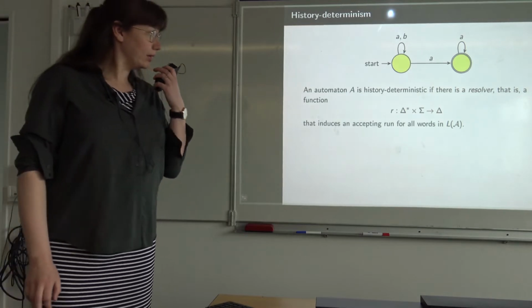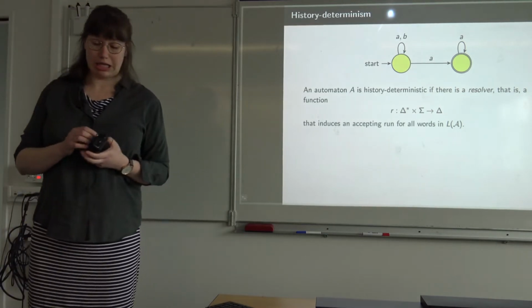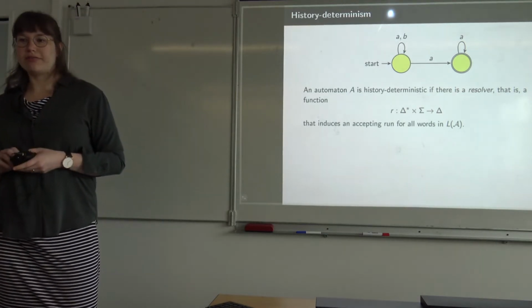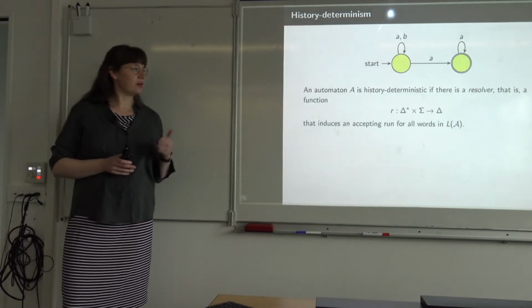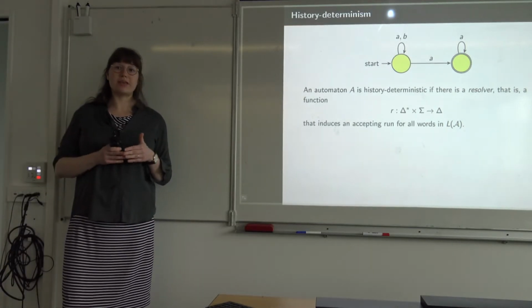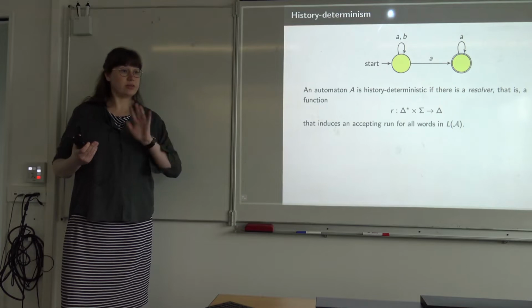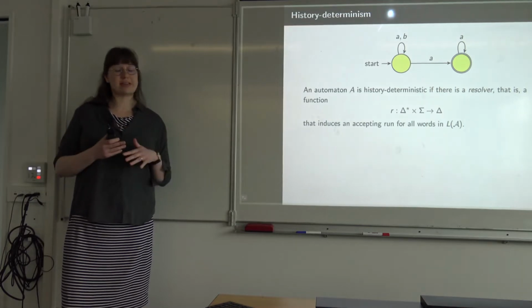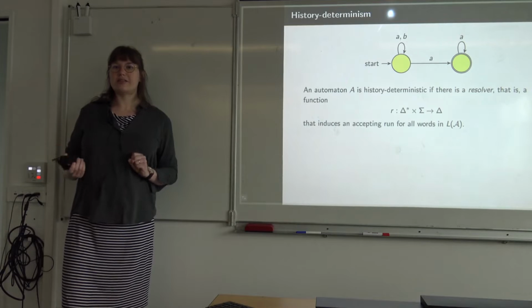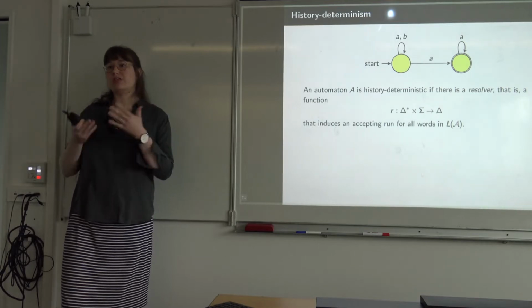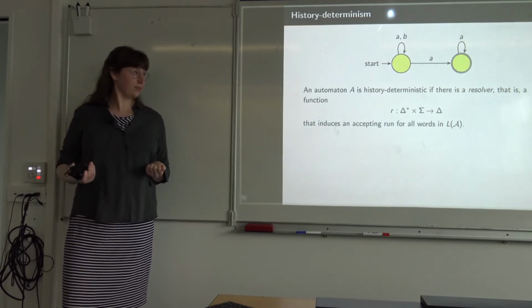Slightly more formally, we say that an automaton is history deterministic if there is a resolver. Now, what we call a resolver is a function which takes the run built so far, so it looks at what has happened up till now. It takes the next letter, and it tells us which transition to take. So it resolves the non-determinism.